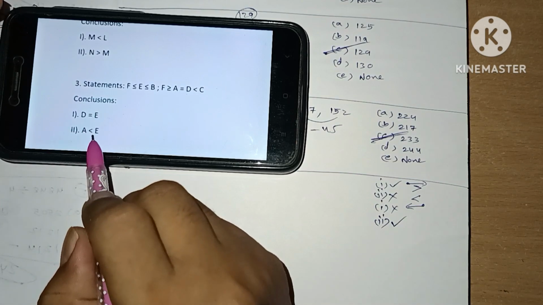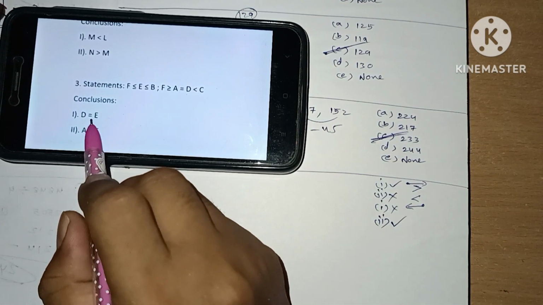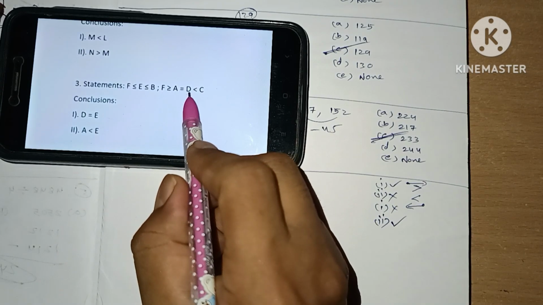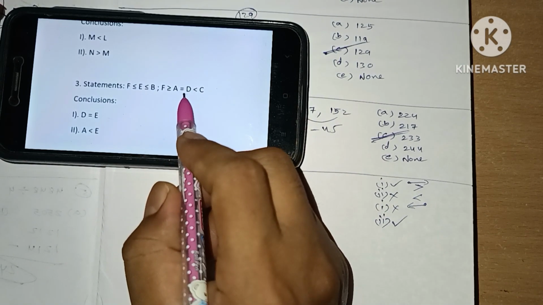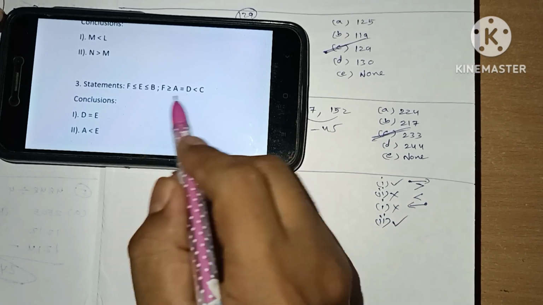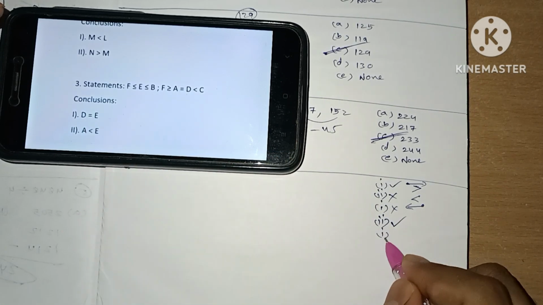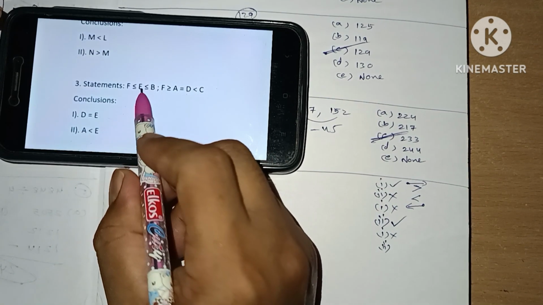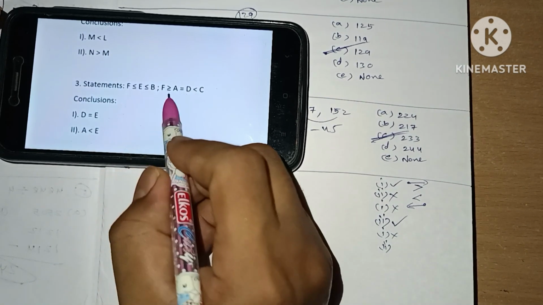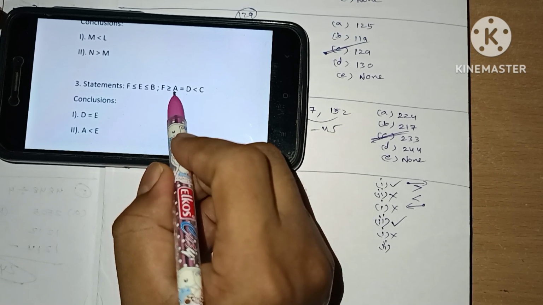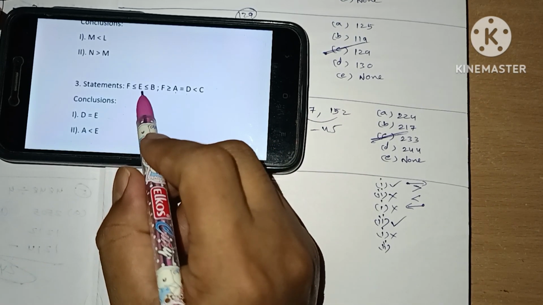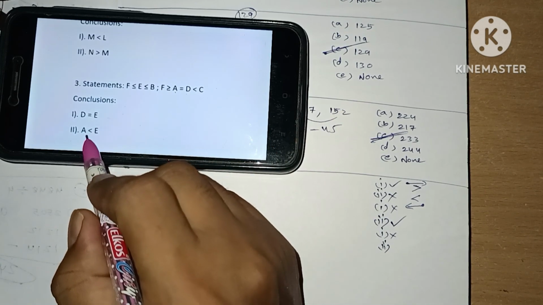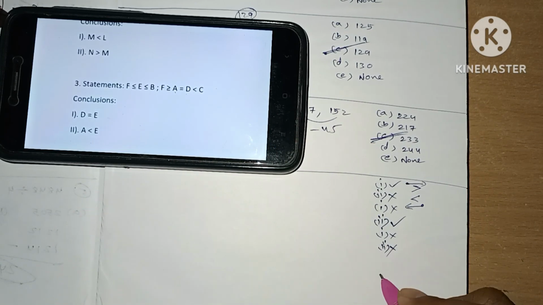Third one, the flow from E to A. First we see this one. D is equal to E. A is equal to D, but there is no direct relation between D and E. So first conclusion will be false. Second conclusion, the flow from E to A. From E we can reach F. From F we can reach A. So there is a flow from E to A, but here we see equal to, here also equal to, but there is no equal to here. So second conclusion is false.